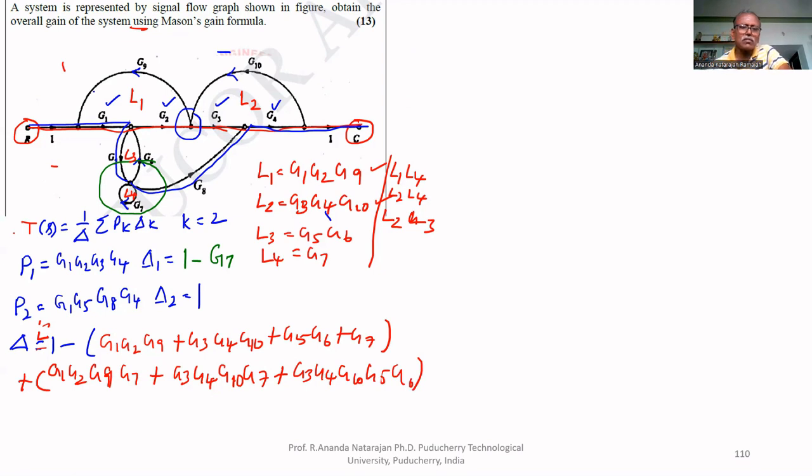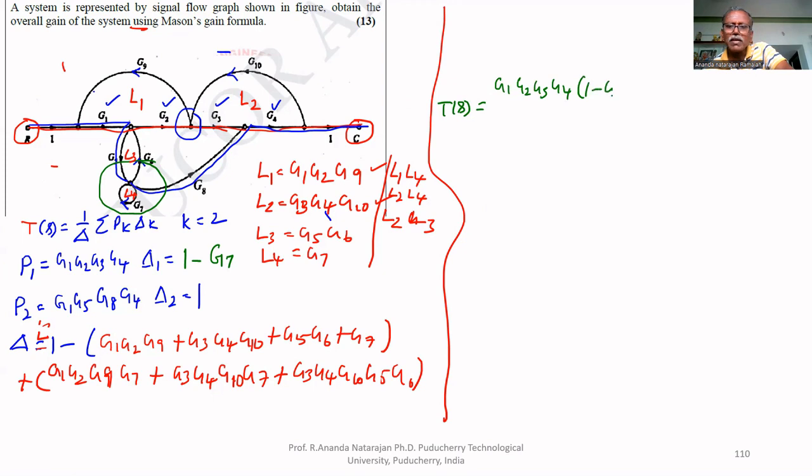Therefore, by substituting this in the formula, the transfer function is T of S equal to numerator: G1, G2, G3, G4 into 1 minus G7, plus G1, G5, G8, G4, multiplied by 1 divided by delta.